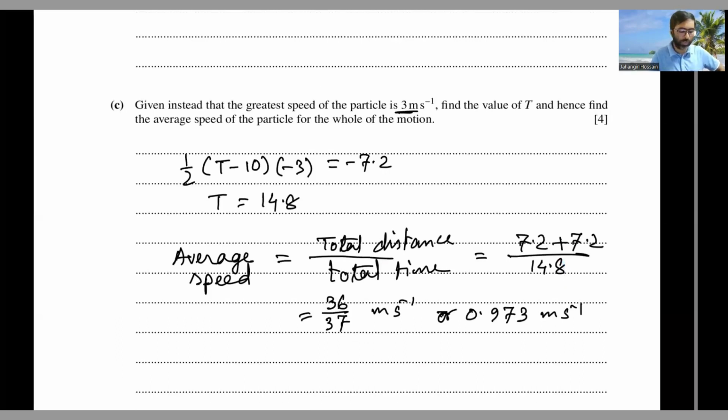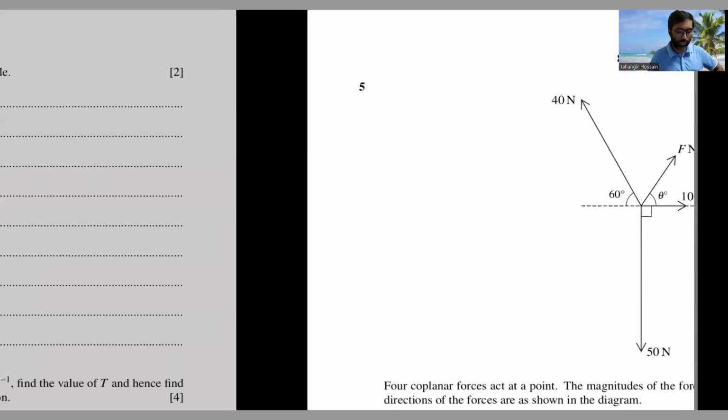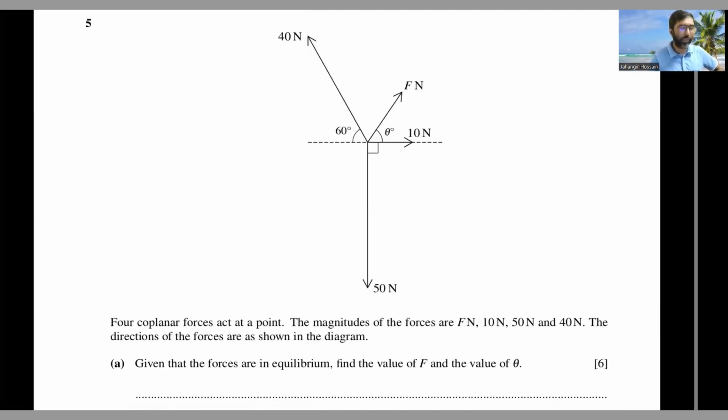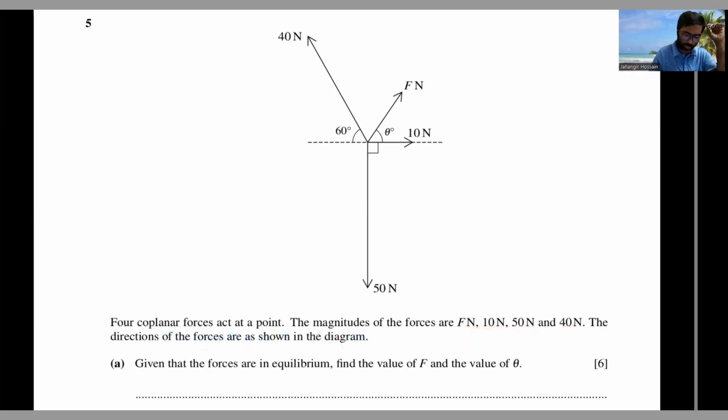Move on. Next question. Now, question 5. Four coplanar forces act at a point. Here are the four coplanar forces, with angle theta. The magnitudes of the forces are 10, 50 and 40 Newton. The directions of the forces are shown in the diagram. The only unknowns are F and theta. Given that the forces are in equilibrium, find the values of F and theta.